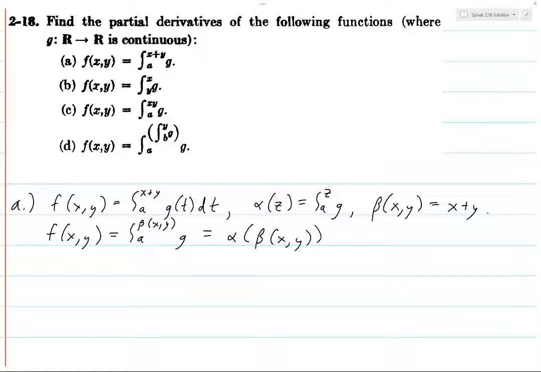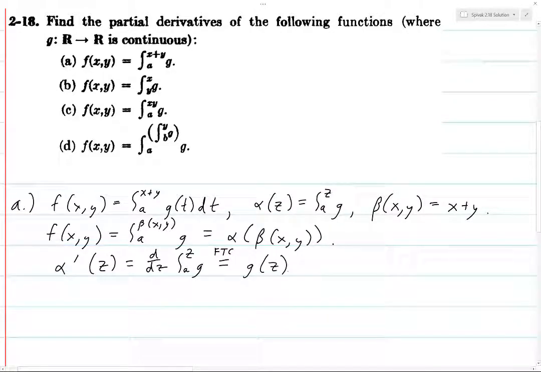We would have to use the chain rule here in just a normal way. So if we want to use the chain rule, we want to know the derivatives of these things. Alpha of z equals the integral from a to z of g. Since alpha is just a function of one variable, I'm going to write alpha prime for the derivative of alpha. So alpha prime of z is the derivative with respect to z of the integral from a to z of g. Here we can use the fundamental theorem of calculus to say that this is just g of z.